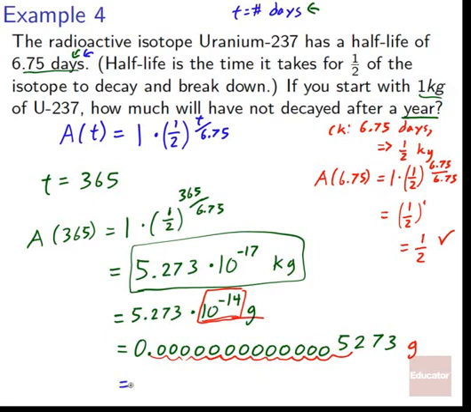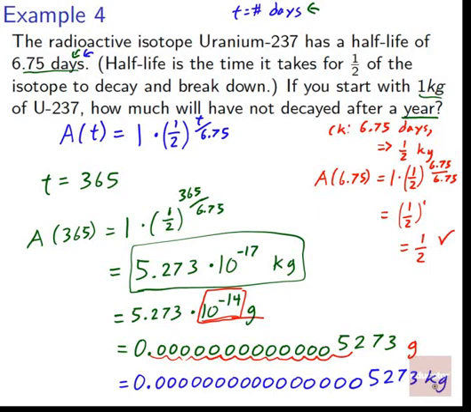Alternatively, we could also write this with kilograms as the incredibly tiny 0.1, 2, 3, 4, 5, 6, 7, 8, 9, 10, 11, 12, 13, 14, 15, 16, 5.273 kilograms. And if we counted that one out as well, we'd have 1 through 17. So we've got that 5.273 times 10 to the negative 17th kilograms there as well. So it's much easier to write it with scientific notation.